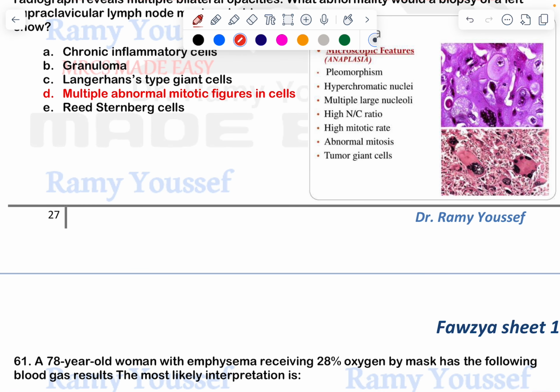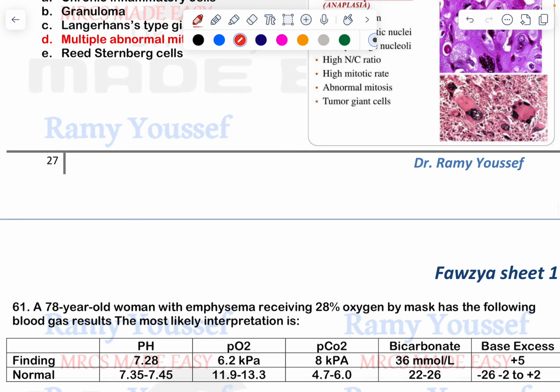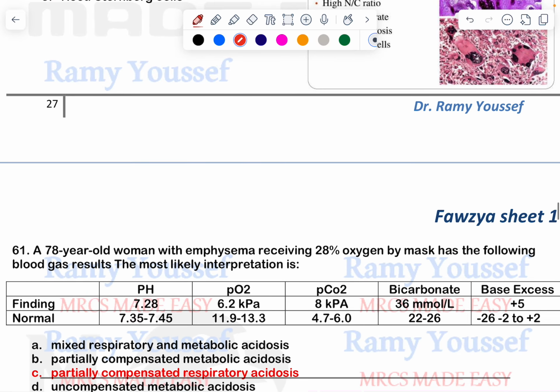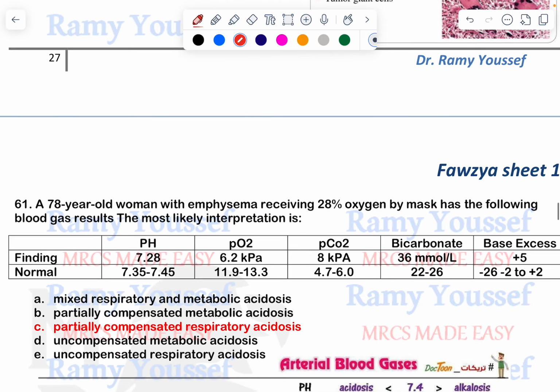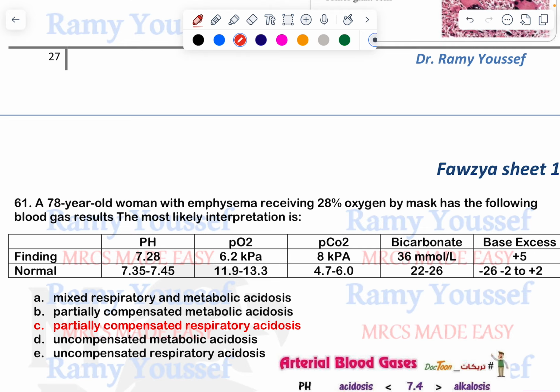A 78-year-old woman with emphysema receiving 28% oxygen has the following blood gas results. What is the most likely interpretation? There is acidosis and CO2 is raised. Bicarbonate is very high, so metabolic compensation is there. COPD, emphysema means respiratory acidosis. It cannot be called uncompensated respiratory acidosis because this is partially compensated. Partially compensated or uncompensated respiratory acidosis, both are the same.